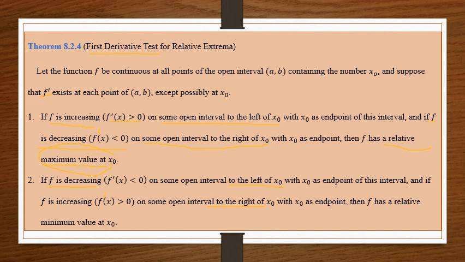So, sa pangalawa class, relative maximum yun. Kung relative minimum naman class, decreasing siya to the left, and then increasing siya to the right. So, then f has a relative maximum value at x sub o.